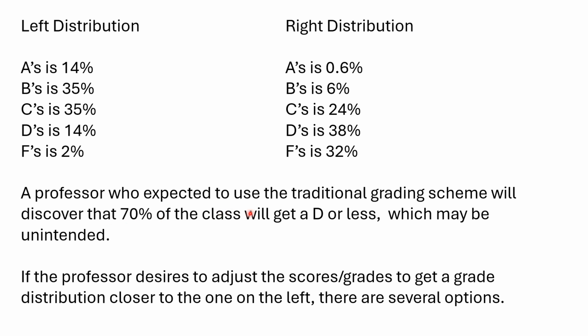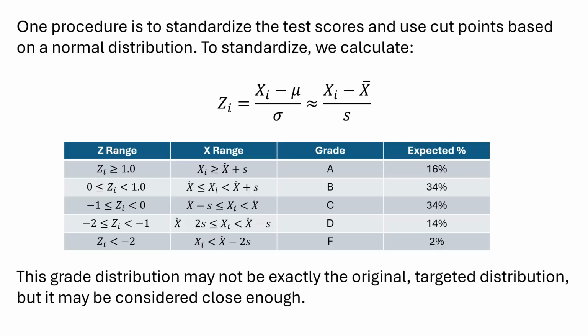So a professor using the traditional grading scheme will discover a grade distribution that could be unintended. If the professor desires to adjust the scores or the grades to get a grade distribution closer to the left distribution, there are several options. One procedure is to standardize the test scores and use cut points based on a normal distribution.